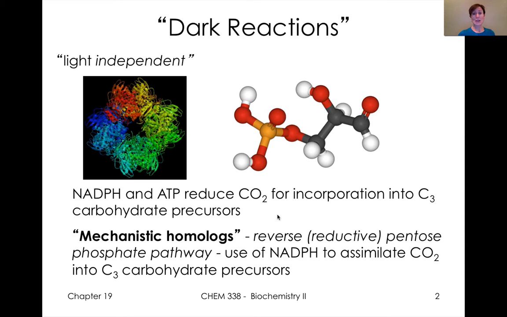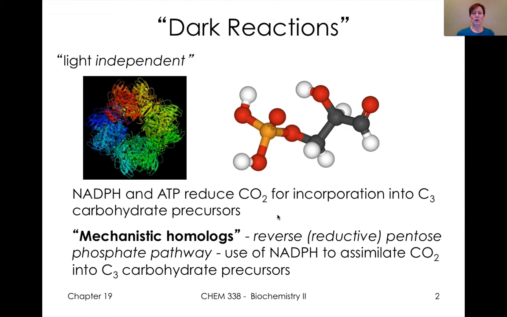We'll actually make GAP, and then it's very easy to take GAP and make it into glucose derivatives by reversing glycolysis, and then we can make whatever types of polymers we want, starches, cellulose, whatever the plant might need. So we'll deal with that at the very end.